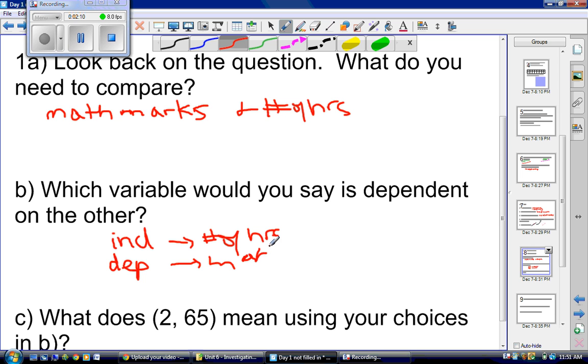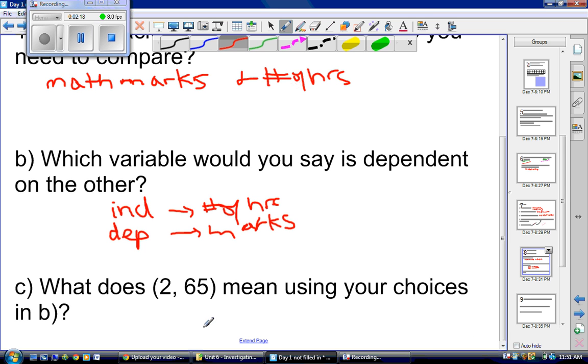It's getting worse and worse, I'm sorry. Okay, so on to this one. What does 2, 65 mean? So if you're looking at the independent as being the x, and your dependent as being the y, this would mean that you have 2 hours of TV, I'm presuming per day, and you have a 65 in math. And that's all we wanted to know. Okay.